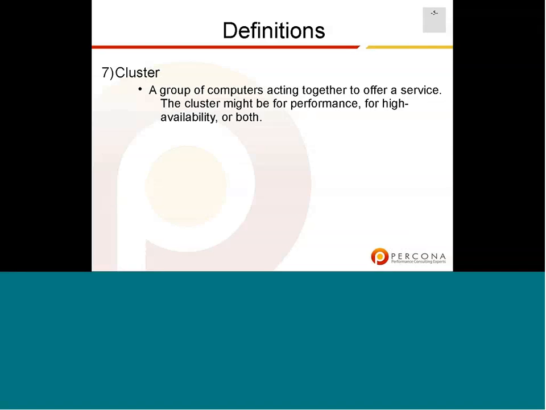And then the last definition is cluster. Taken at a very broad definition, a cluster is just a group of computers that act together for something, for a service. A cluster can be oriented toward performance or toward high availability, or in some cases for both. NDB cluster is the kind that we could say is for both.